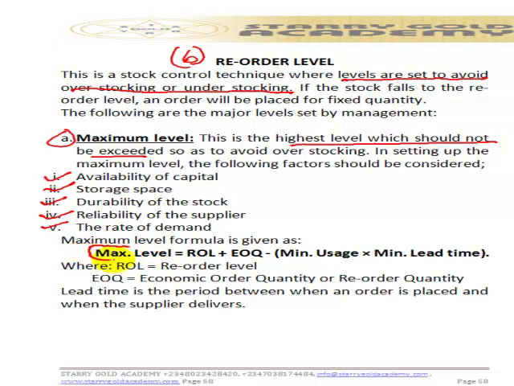The formula for the maximum level is given as the reorder level plus EOQ minus minimum usage times minimum lead time. ROL is reorder level. Lead time is the period between when an order is placed and when the supplier delivers. So it is the difference between the period you make an order and the period delivery will be made.